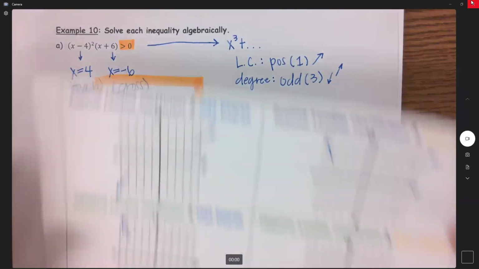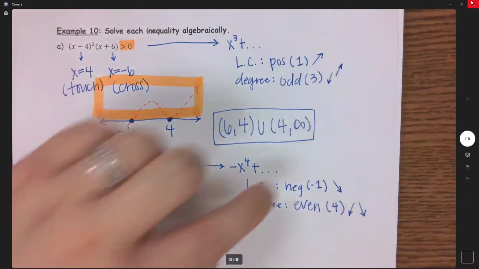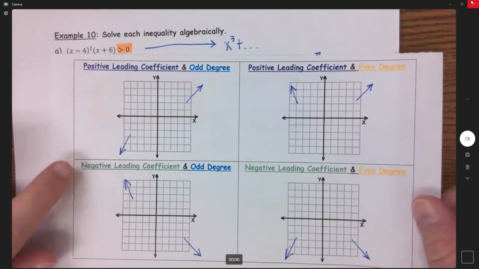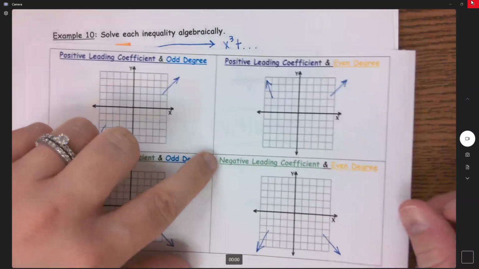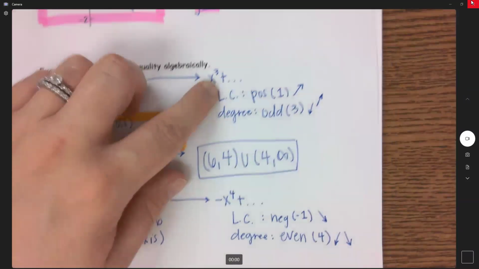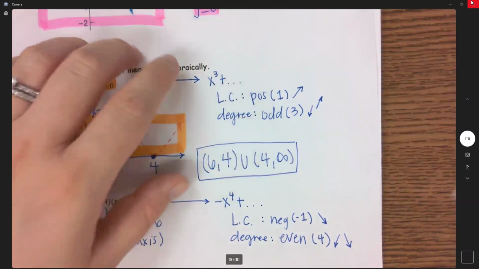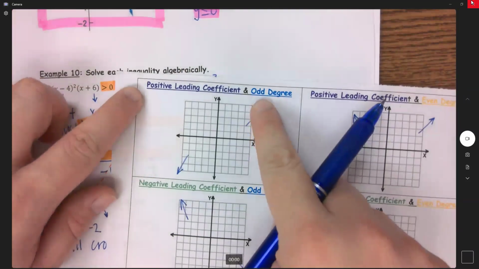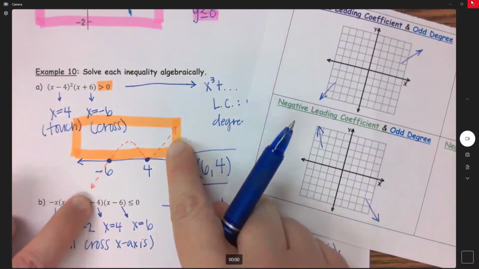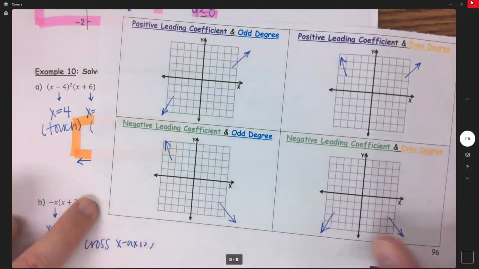And of course, if you like this more, you can use this more instead. If you know what's negative and even, we come over here to a negative leading coefficient and an even degree. We know it's this one here. This one was positive and odd. So I'd go positive and odd, and I know it starts right here, which is what we ended up with here. So you can use this one if you like this one more.